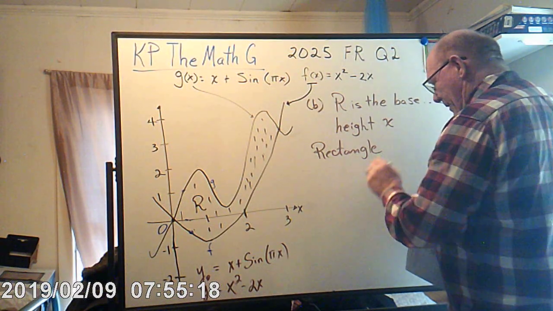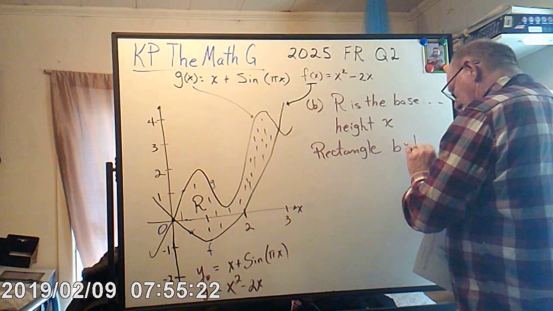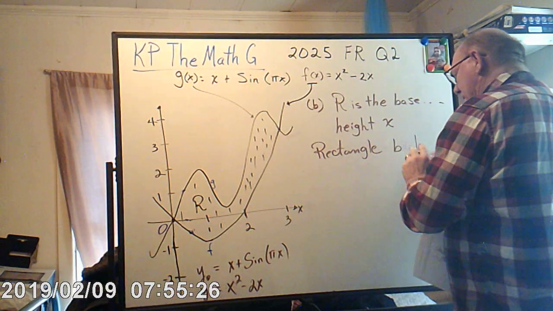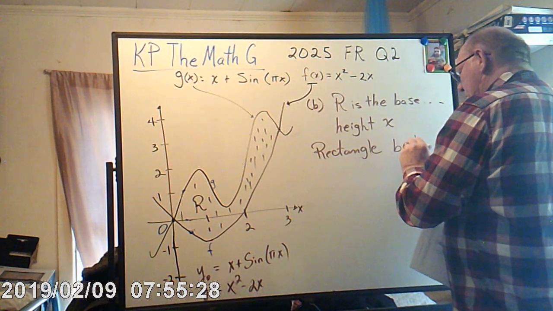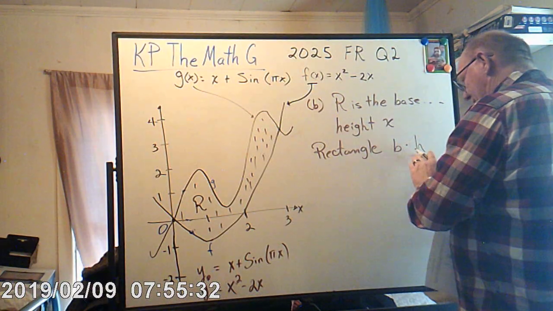Alright, so length times width, so base times height. Right there, base times height. I can just do it like that. Base times height, there we go. Well, we know what the height is, it's x.